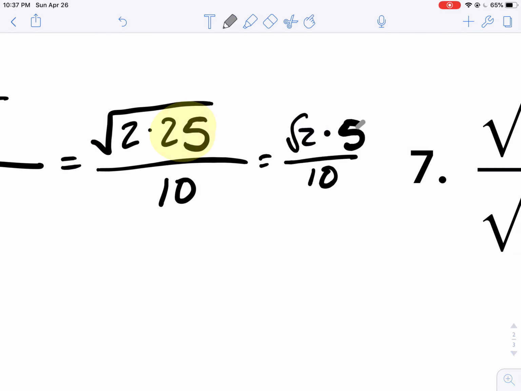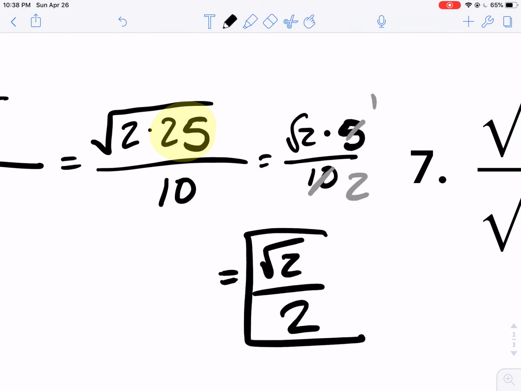Now we're almost there. 5 and 10 cancel out, giving me 1/2. So we have the square root of 2 all over 2.